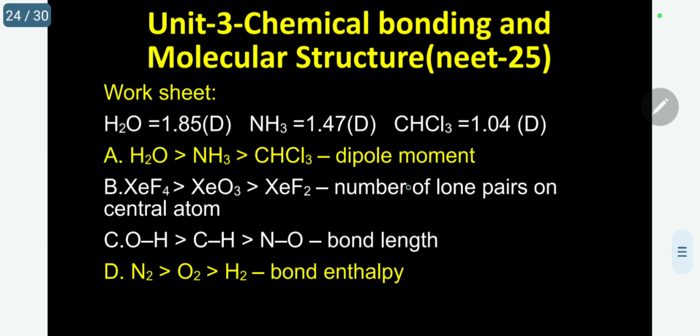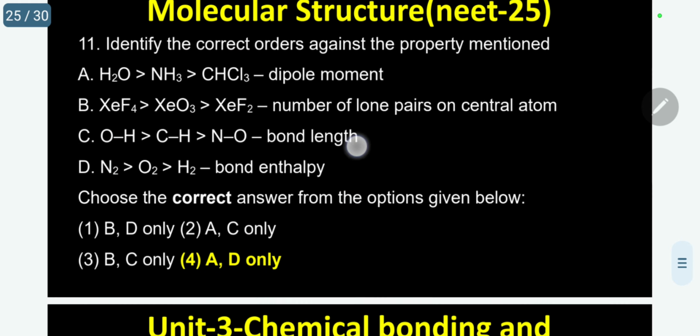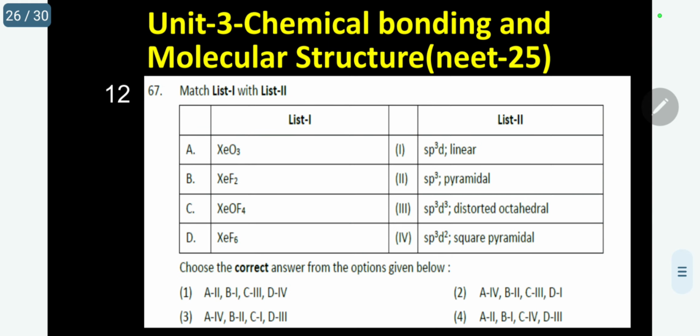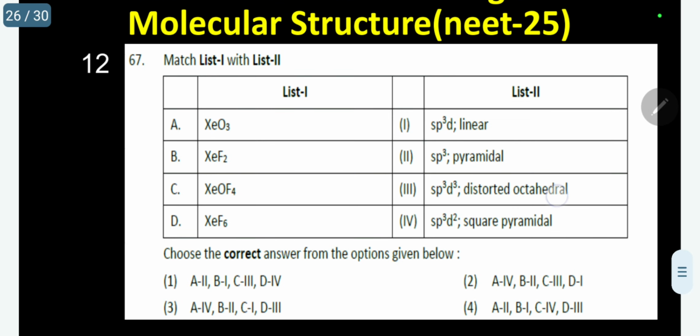Kindly follow. I have already explained here. H2O 104.5, ammonia 107, chloroform 1.04. The first, A, is correct. Then coming to D, it is correct, shown in yellow color. I hope you understand. The next is question number 12. Kindly follow.